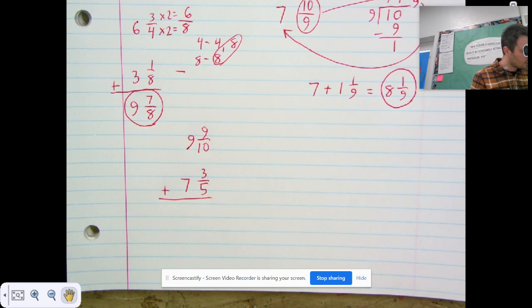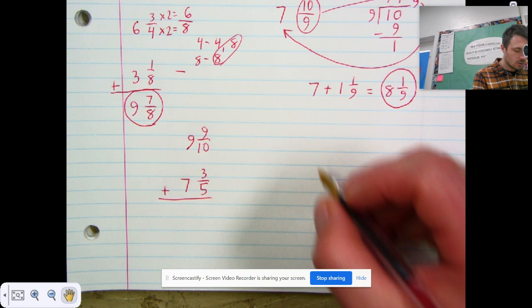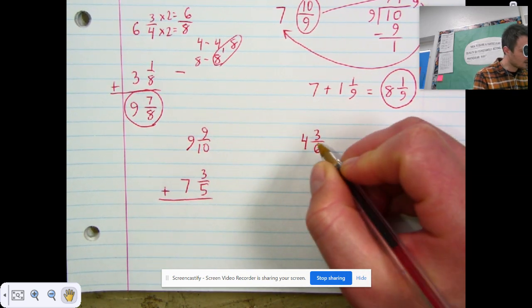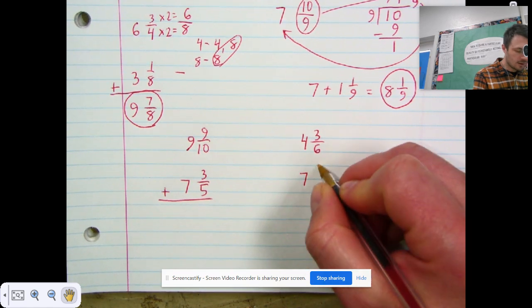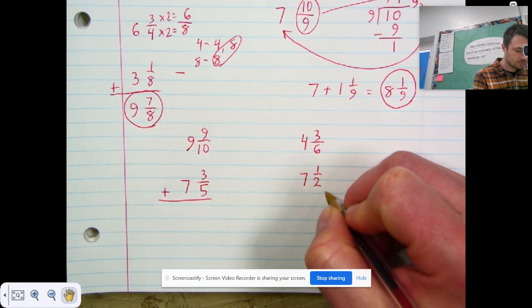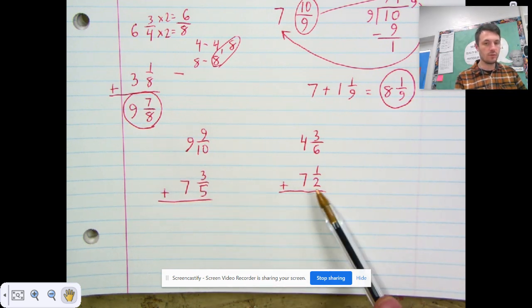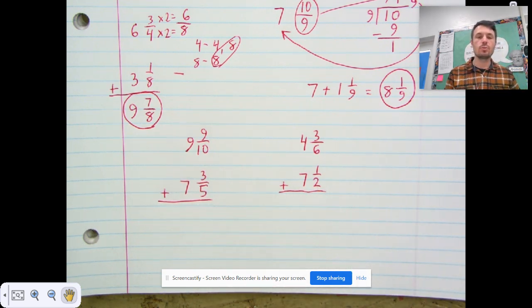And then I'd also like you to do 4 and 3/6 plus 7 and 1/2. Okay, go ahead and solve both of these mixed number addition problems, and then click on the next video attached under this one to see if you did it correctly.